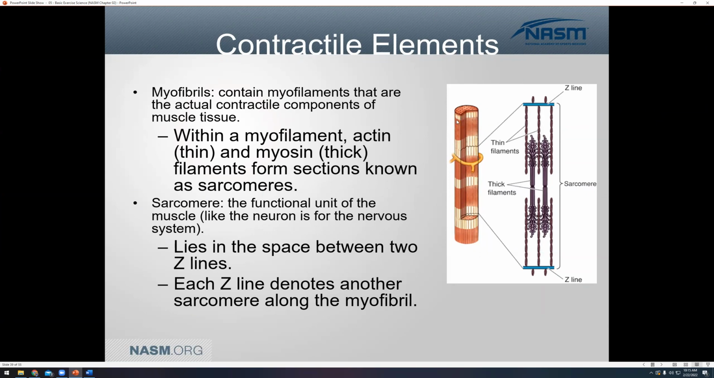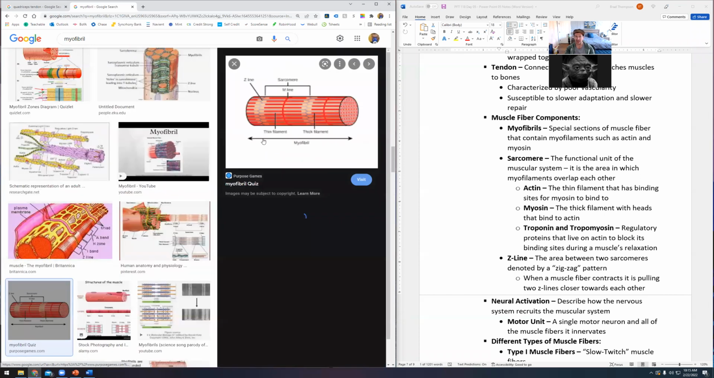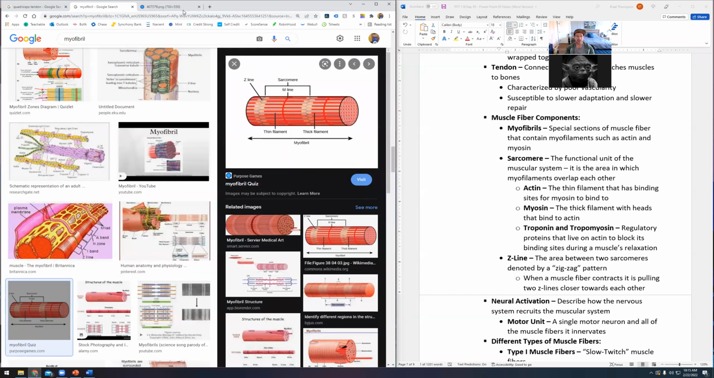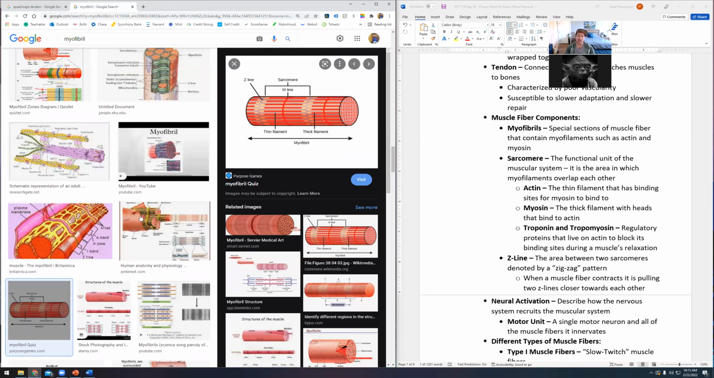That gives it stability. And then you'll notice that this little section right here is sort of divided into little sections. So each section is called a sarcomere. Think of it as like an area of town, right? It's the area of a myofibril. So there's a section, right? So those little sections house the little proteins.